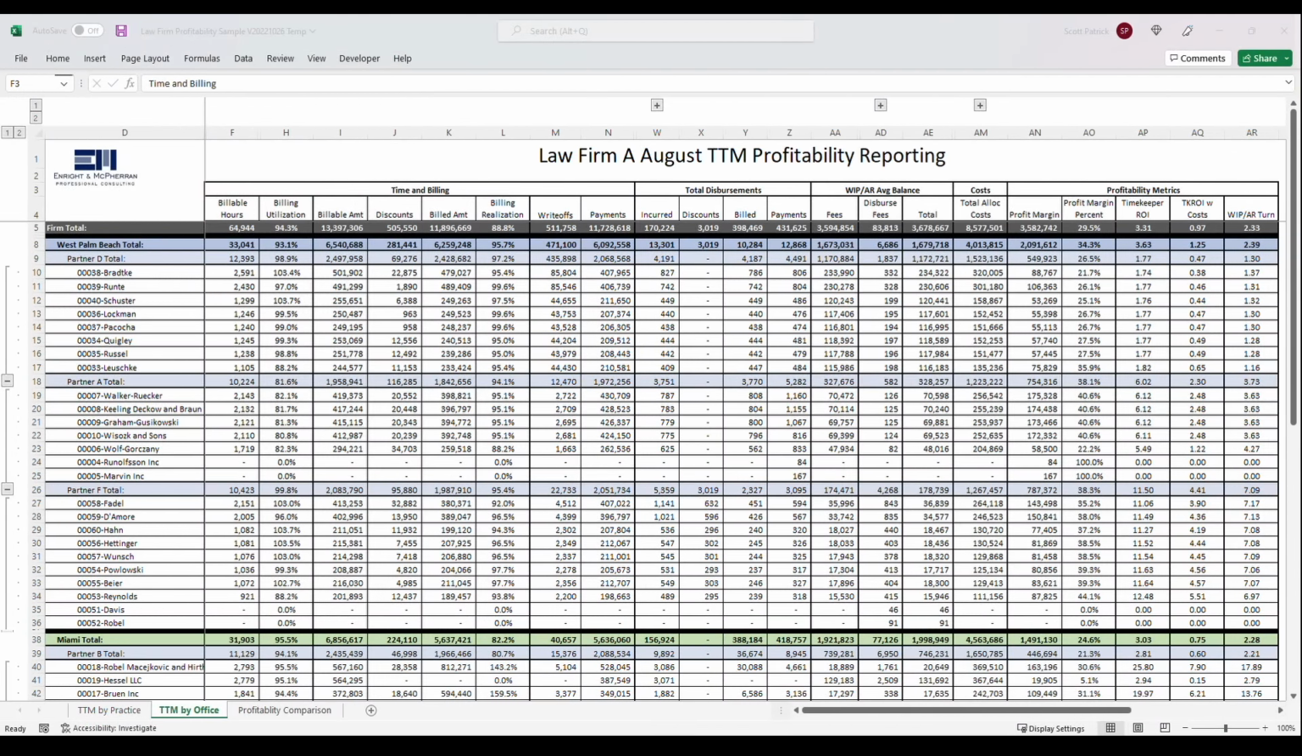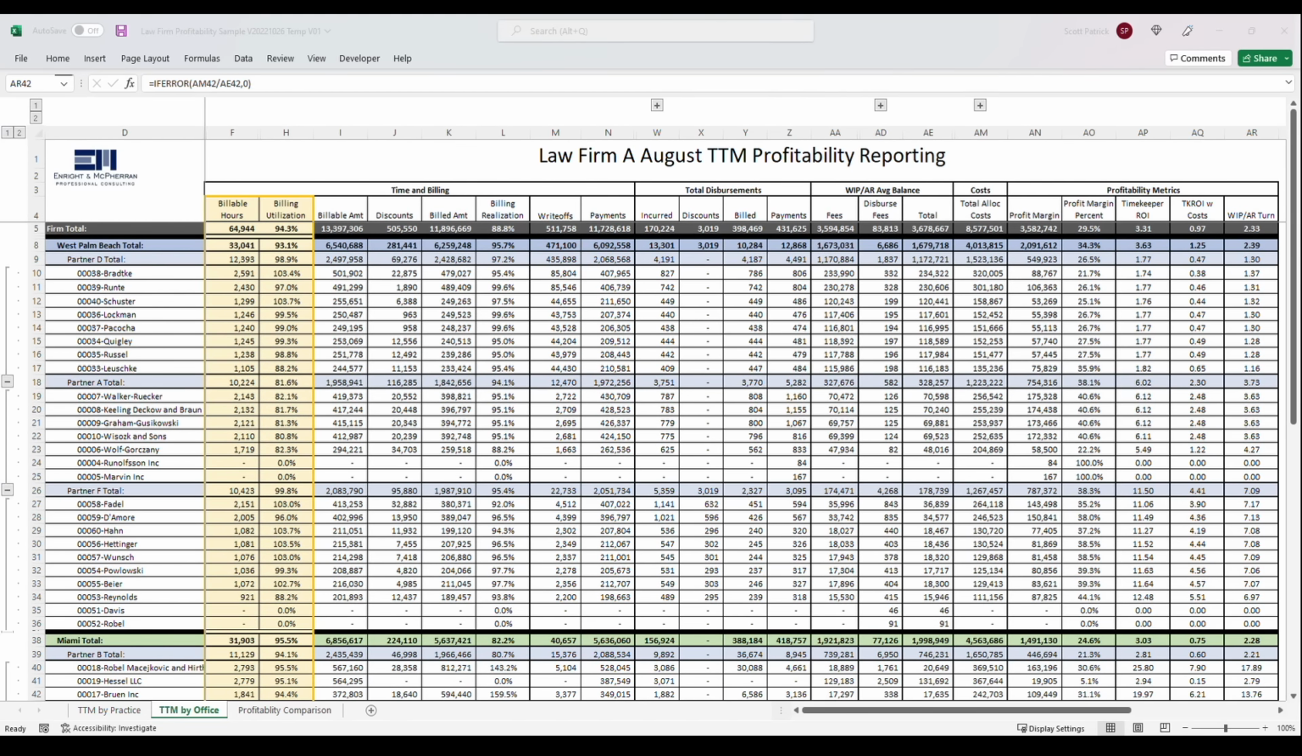While we create versions of the report that use end-of-month or year-to-date timeframes, trailing 12 months, abbreviated as TTM, is the timeframe primarily utilized. This is done to smooth out the peaks and valleys of billing, cash collections, and expenses that occur throughout the year.